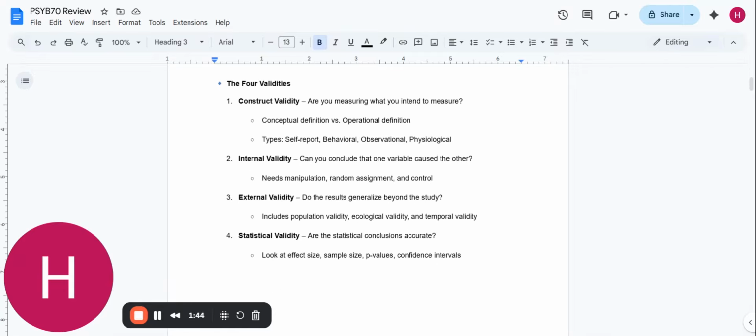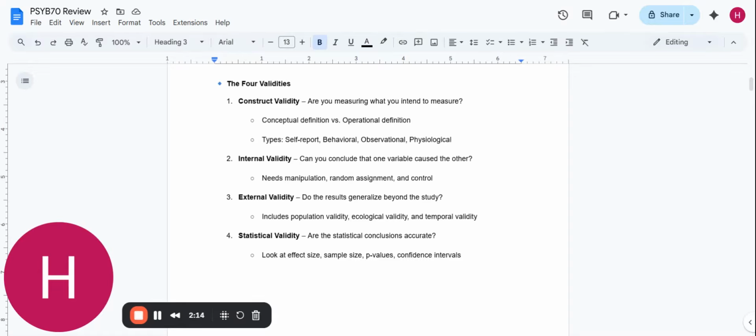The first one is the construct validity, which means are we really measuring what we want to measure? So let's say my research is measuring quality of sleep. Am I really measuring the quality of sleep or am I actually measuring some different type of variable? That's what we call construct validity. So actually it is thinking about how well your operational definition matches the conceptual definition.